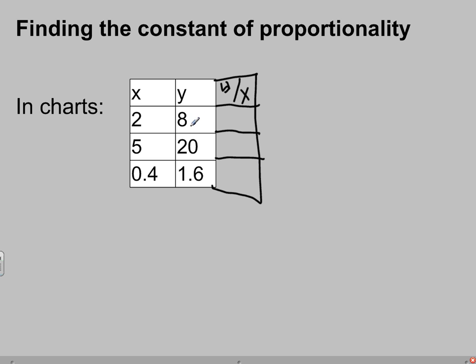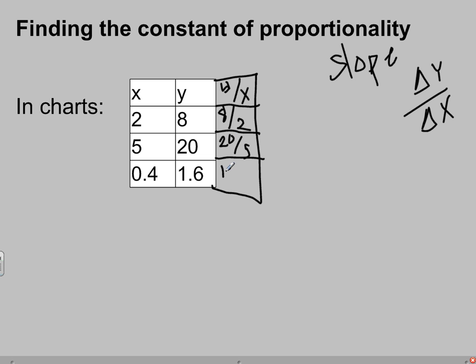y over x. One way you can remember that, if you think about slope, slope is the change in y over the change in x. And I told you that slope and the constant of proportionality have a lot in common. So when we're finding our constant of proportionality, we're going to use the same order that slope uses, y over x. So here I'm going to make a fraction 8 over 2. I'm going to do 20 over 5 and 1.6 over 0.4.